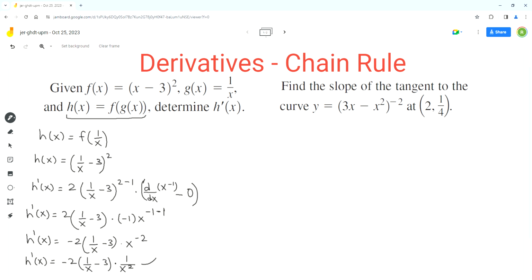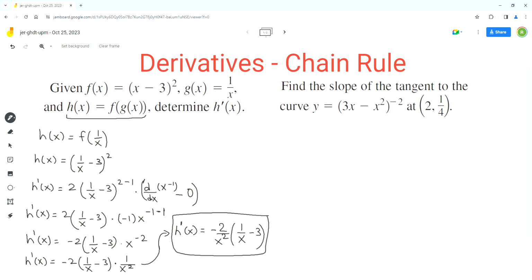And in the next step, we can multiply -2 by 1/x^2. So x^2 will go in the denominator. So we'll get -2/x^2 times (1/x - 3). So this should be the final answer for the derivative of the function h(x).